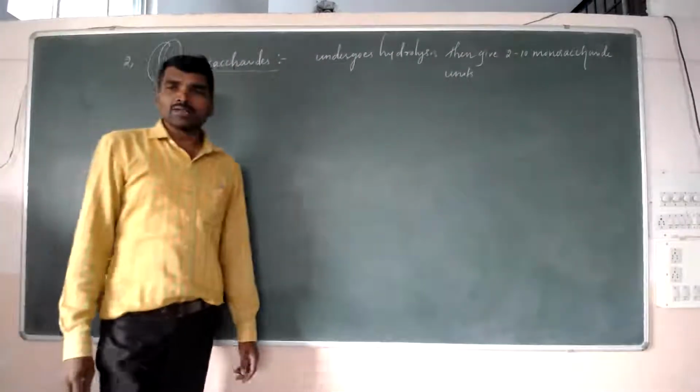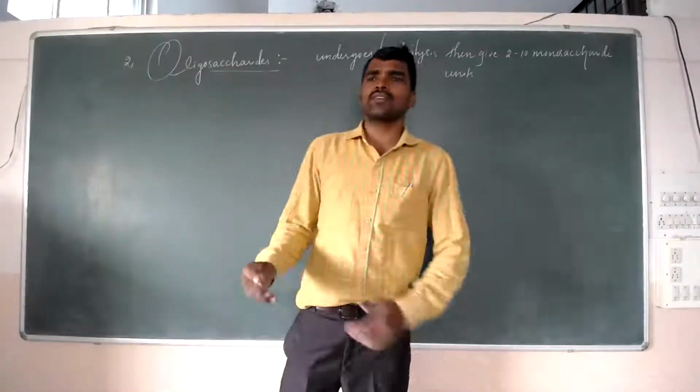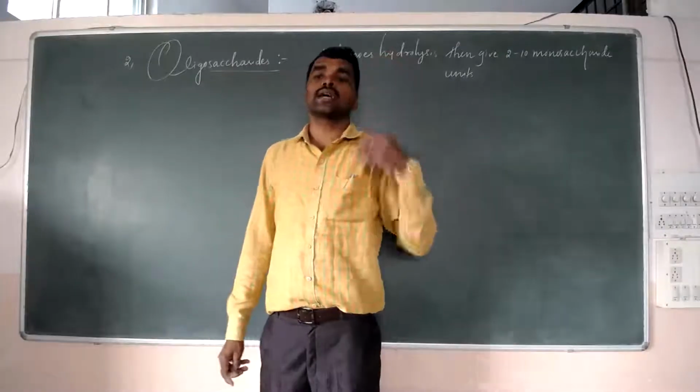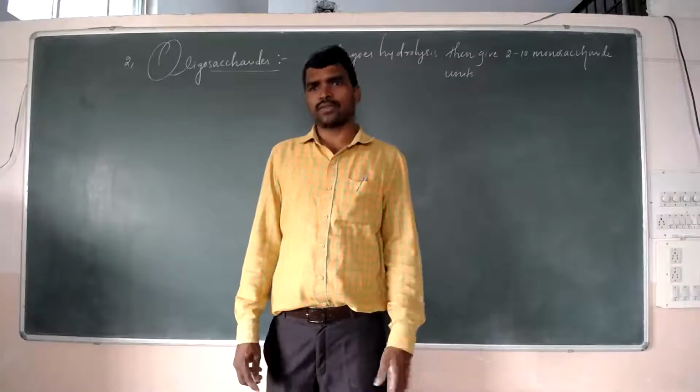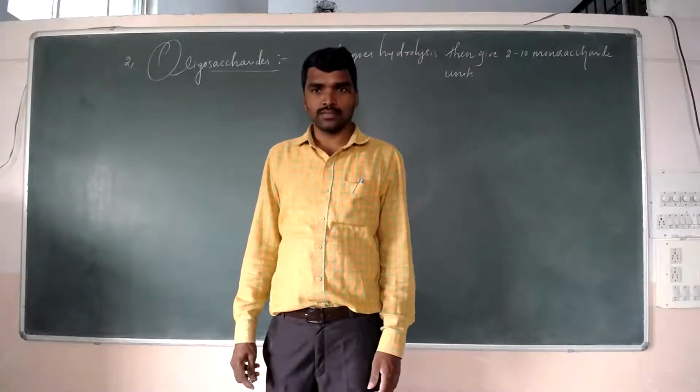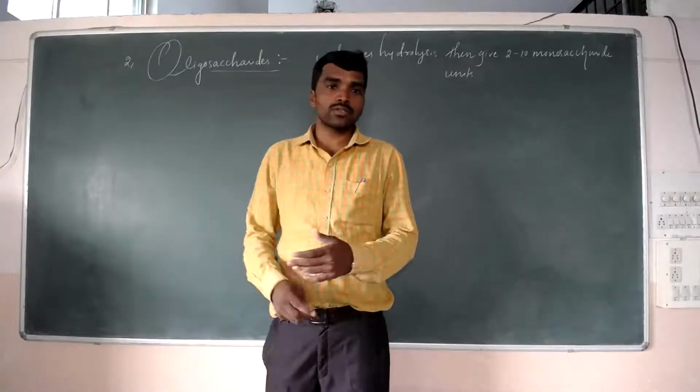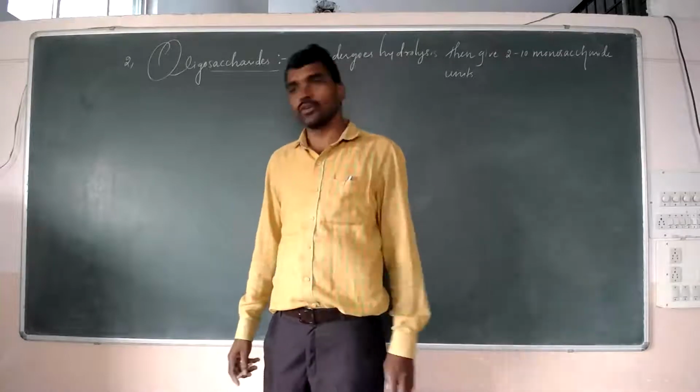Actually, 2 to 10 monosaccharides means these are further classified: disaccharide, trisaccharide, tetrasaccharides, like that they are classified. Oligosaccharides, if they undergo hydrolysis, give 2 to 10 monosaccharide units.